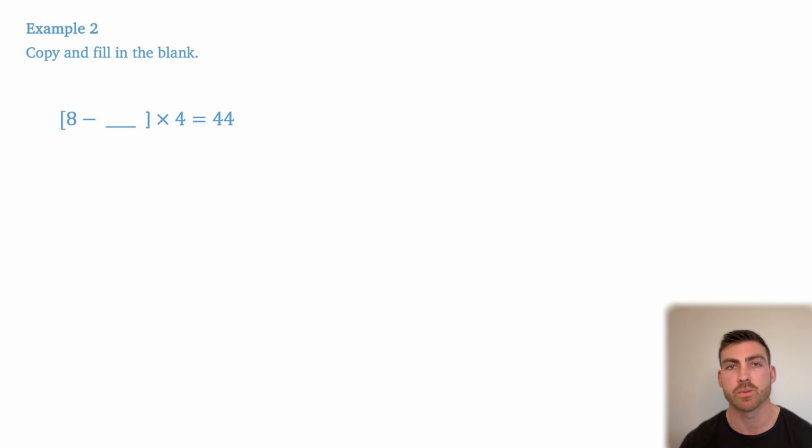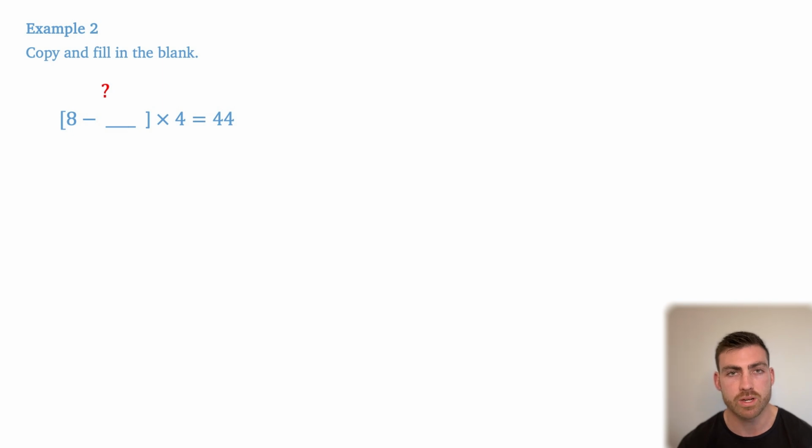If we look at our expression, we have brackets and multiplication. So we complete the brackets first, but our unknown is there. So we need to consider the next part of the question, then work our way backwards. After we figure out the value in the brackets, we need to multiply by 4, and this equals 44.